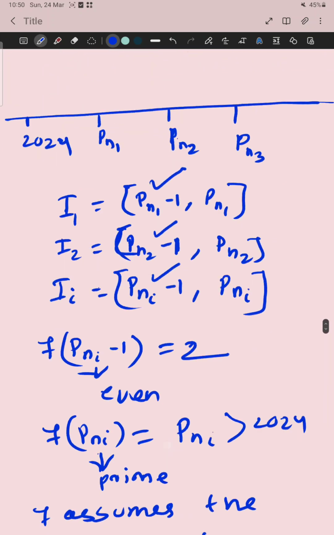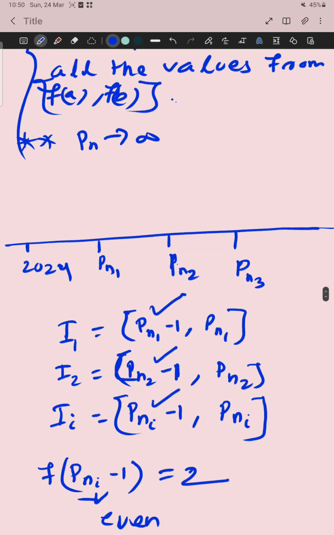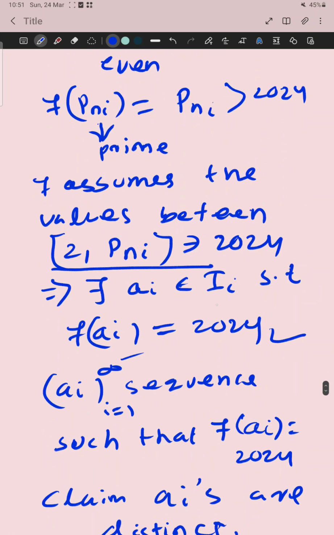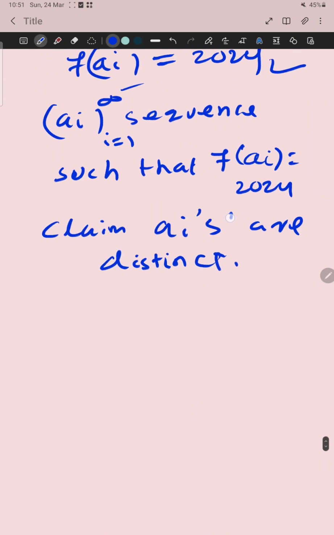I1 intersection I2 is empty, because I1 is where? If you look at the graph, Pn1 minus 1 and Pn1 give this interval, and Pn2 minus 1 and Pn2 give this interval. This is I1, this is I2, and similarly this interval is I3. All these intervals are disjoint. From this disjoint property we can conclude that the small ai belong to Ii, and these Ii intervals are disjoint, so these ai are distinct.